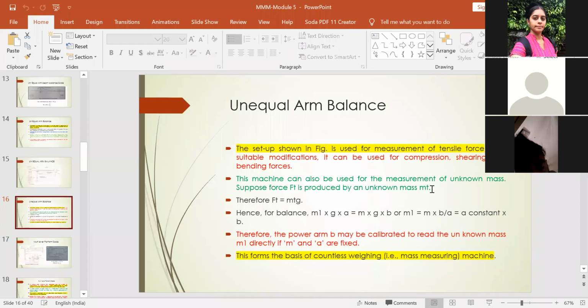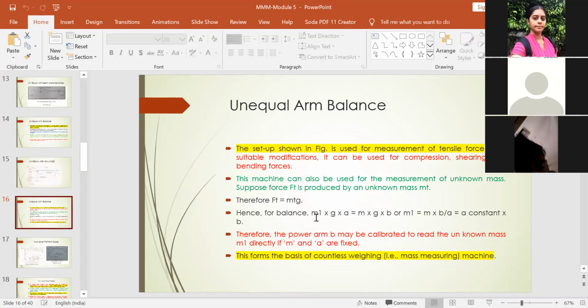And the unknown mass can also be determined. The same thing for the unknown mass also. So therefore here you have the equation F is equal to m into g. So for the unknown mass specifically, the test force is equal to the mass of the test force associated into g. So here, for balancing, you will write m1 into g into a.